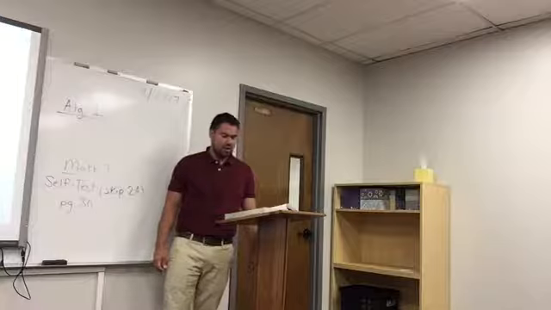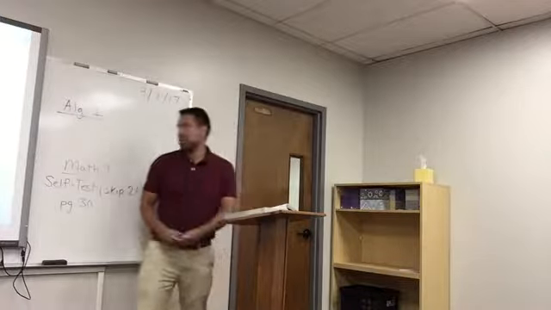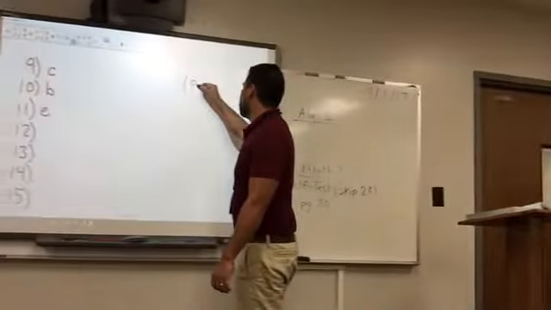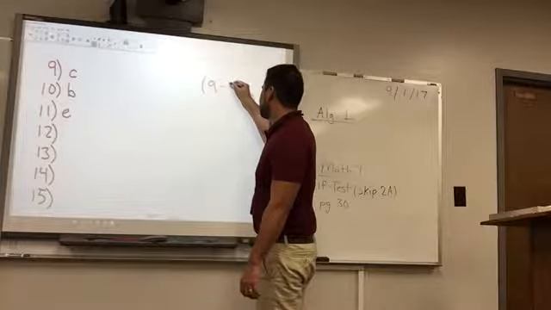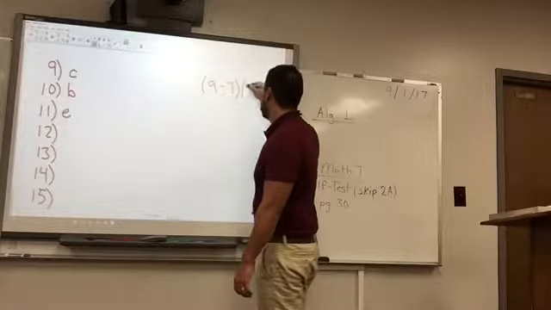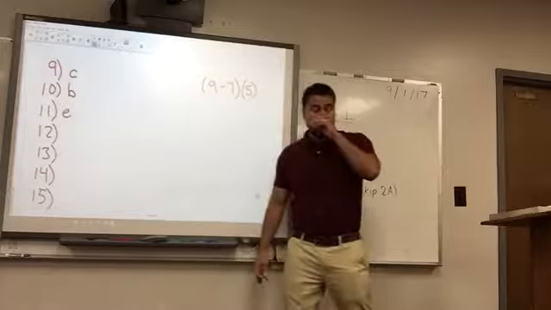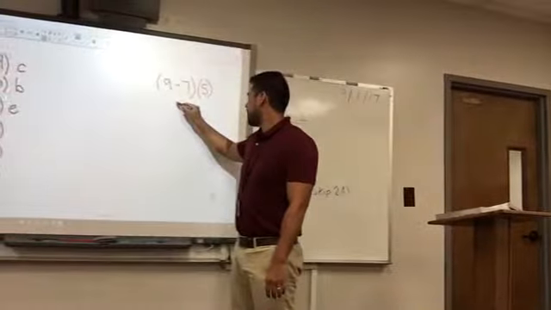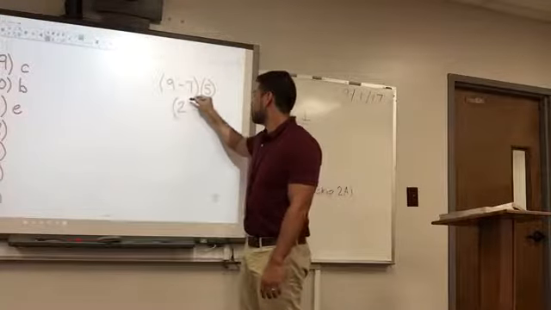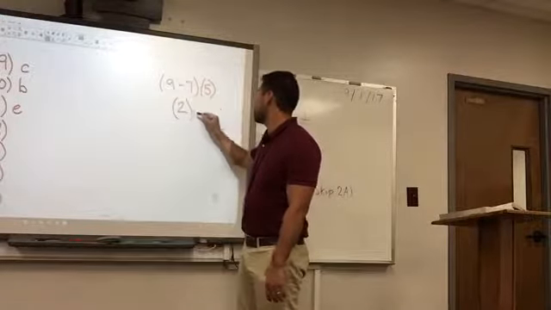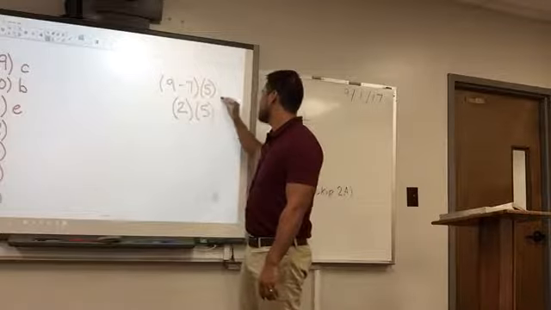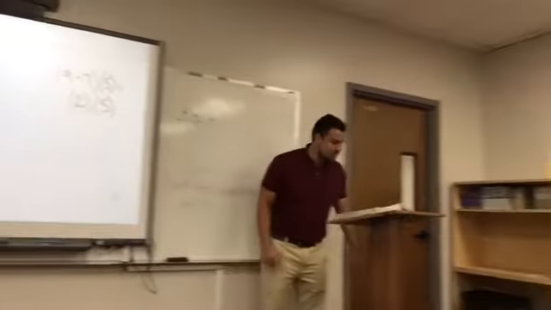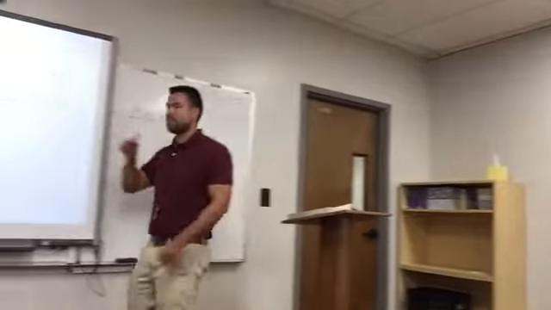12. Oh, my. Let me actually write that one down, and I'll show you. 9 minus 7 times 5 is equal to 2 times 5. Okay. Order of operations, what would I do here? 9 minus 7, and what's that? 2. And then 5 here, right? So isn't this what they give you? 9 minus 7 equals 2, times 5.